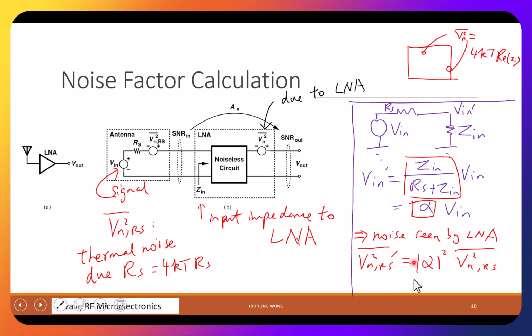So maybe I should label this as V in dash, because at this point it's V in dash. But here it's just saying how much noise power goes into the circuit, so I cannot label it. Yes, after taking the impedance from the LNA into account, these two ratios. For example, if the impedance is 0, you actually don't get any signal into it. Good question. Any other questions?